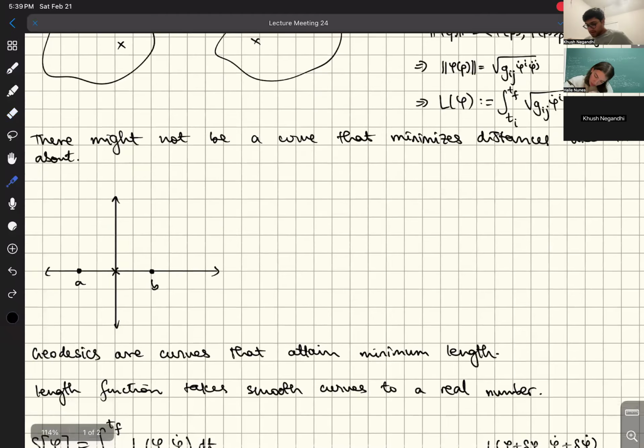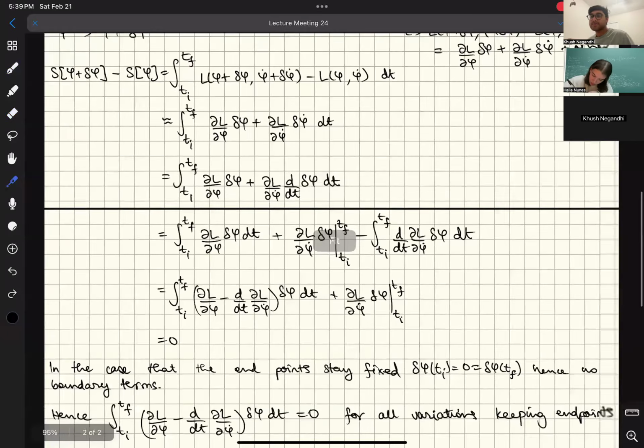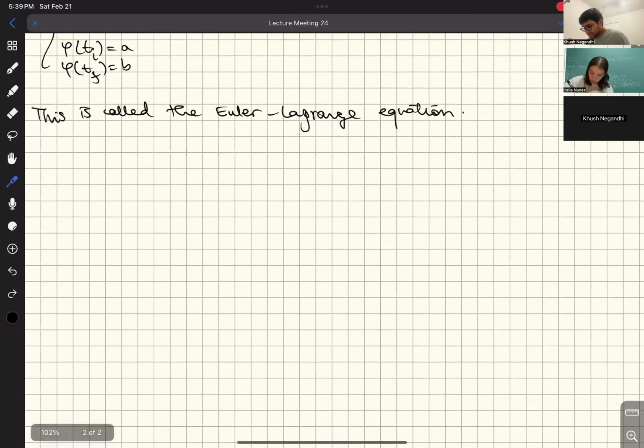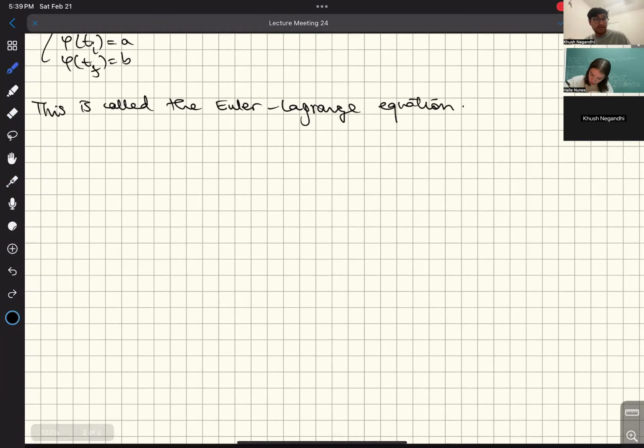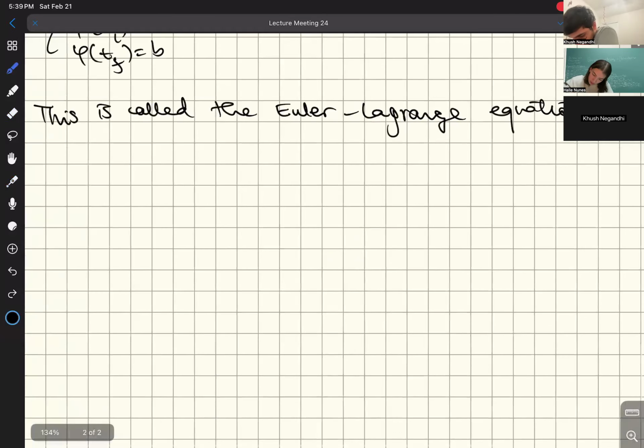Okay, so are there any questions so far? Okay, with all of this out of the way, let's go back to the question at hand and try to find what this L function is to begin with. And not only find the L function, let's also find the Euler-Lagrange equations for this L function. Okay, so going back to the distance function.